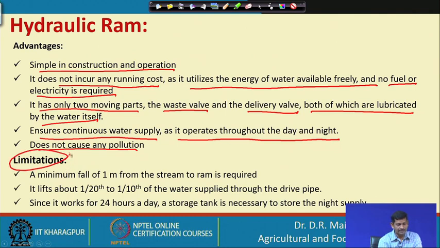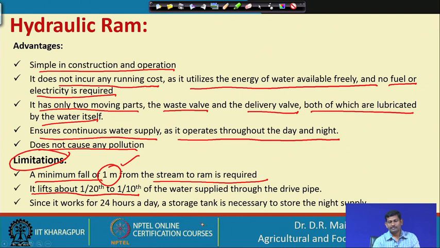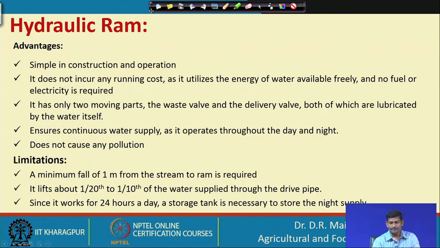The limitations here are that a minimum fall of 1 meter from the stream to the ram is required, because that will really help in creating a high velocity flow. It lifts about 1/10 to 2/10 of the water supplied through the drive pipe. So, this is another disadvantage: only 10 to 20% of water is being delivered out of 100 meter cube. Since it works 24 hours a day, a storage tank is necessary, otherwise the water is going to be wasted.